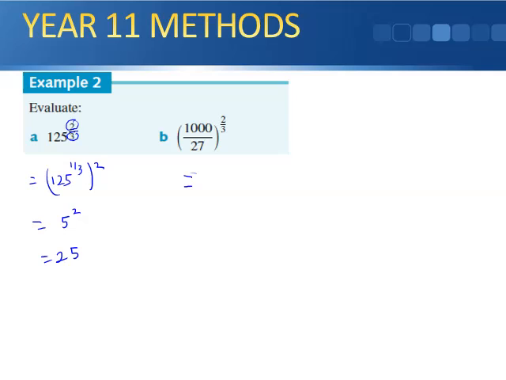That's the easy way to do that one there. Doesn't necessarily have to be like that. With the third one, same thing. With b, sorry, that's 1,000 divided by 27. I know I can do that to a third straight away and then square it. So this will be 10 divided by 3 squared, which is 100 divided by 9.